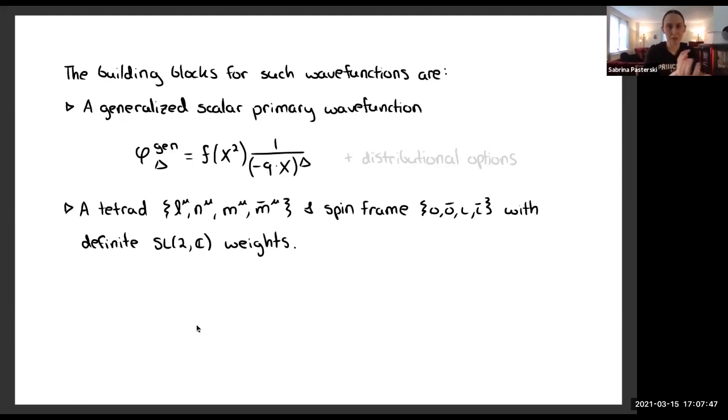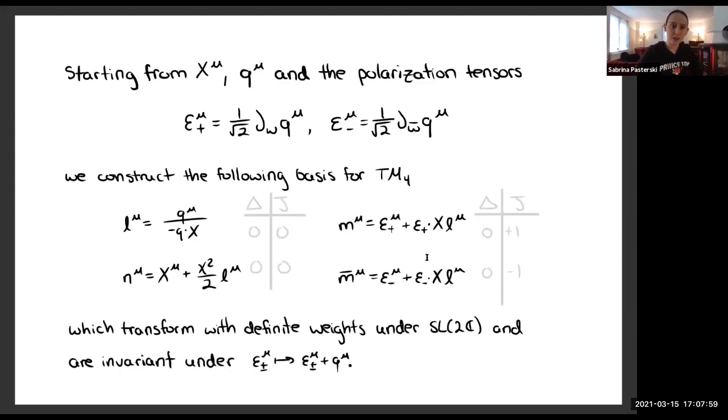I then want to build up a tetrad which also has definite SL2C weights and a spin frame if I want to go to the half integer spin case, where I can then just multiply my scalar with these guys and construct whatever wave function I'd like. So a natural way to do this, and this is somewhat similar to what you would do for the massive case, is to start building a null tetrad.